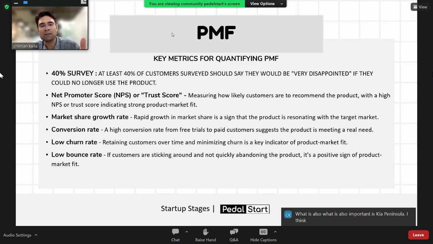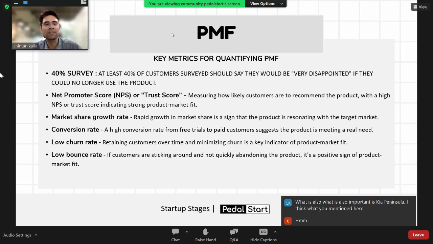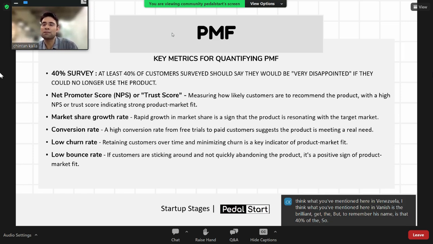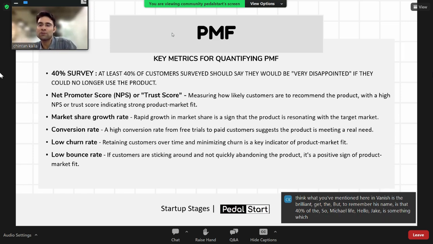I think what you mentioned here, Monish, is a brilliant term. The 40% survey is something which was coined, I think, by a gentleman, I don't remember his name. It asks whether 40% of customers are saying that if this product goes away, our life will be hell. That is when you can say that you have achieved product market fit.